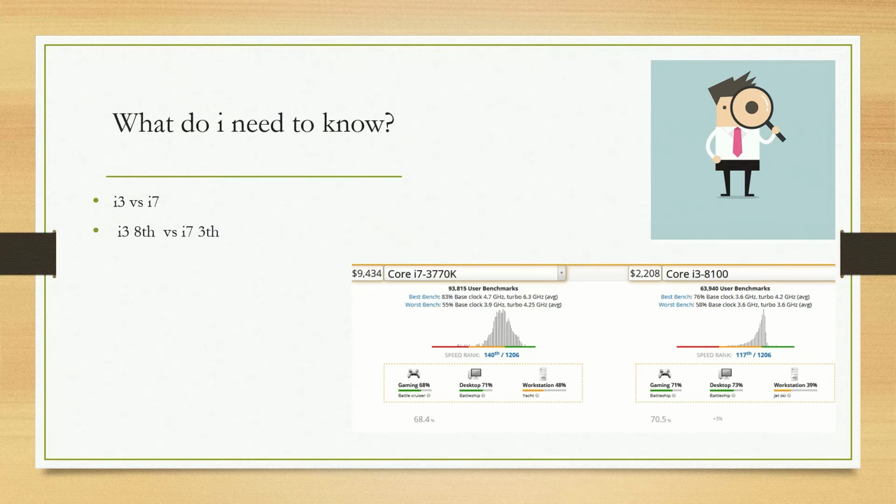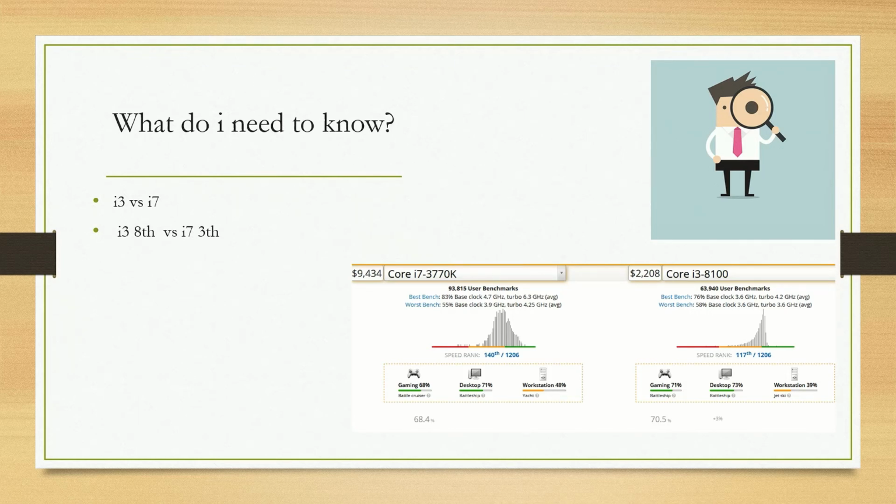If we see this statistic, we can see that the i3 is better for gaming and for desktop, for doing the typical activities with the PCs. But if we see the workstation, it is worse than an i7 of third generation, and in a certain way that is obvious because the i7 has more cores than an i3. This thing we need to know, but we need to consider the price.